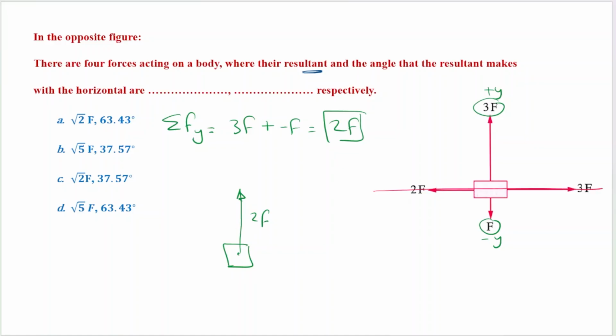This is the x-axis. This is the positive x, and this is the negative x. So the sum of all forces over the x-axis is equal to positive 3F plus negative 2F. So it will be just positive F. So we have another force to the right. Why to the right? Because it's positive, which is equal to F.